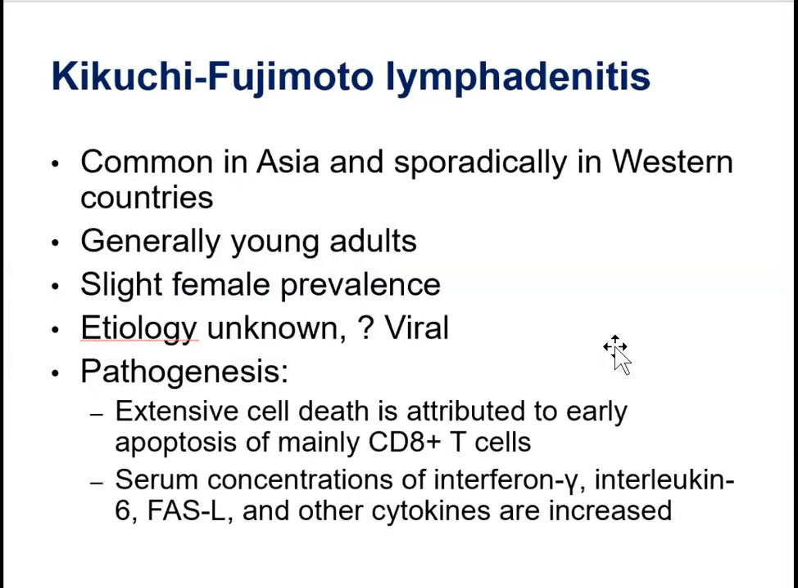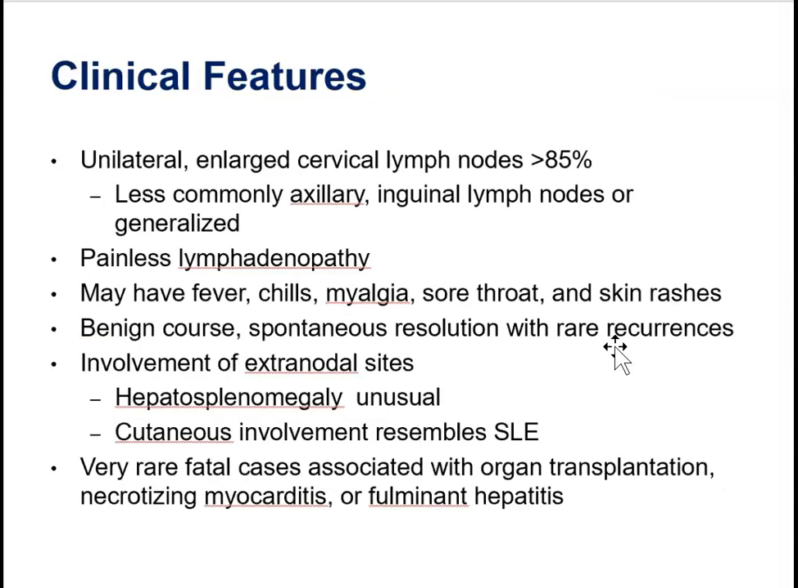This is a non-infective necrotizing lymphadenitis that is more commonly seen in Asia and usually affecting young adults with a slight female predominance. The etiology is unknown, but there is prominent apoptosis of CD8 positive T cells along with elevated serum levels of cytokines. The usual presentation is as a painless enlarged cervical lymph node. It may be associated with systemic symptoms such as fever, chills, myalgia, sore throat, and skin rash. The clinical course is benign with spontaneous resolution, and rarely does the disease relapse.